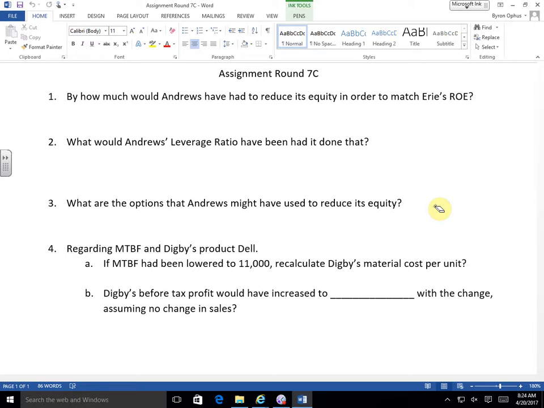Question 3, what are the options that Andrews might have had to reduce its equity? There's only a couple. Only a couple. We've talked about them ad nauseum, so those ones should come right to your mind, I hope.